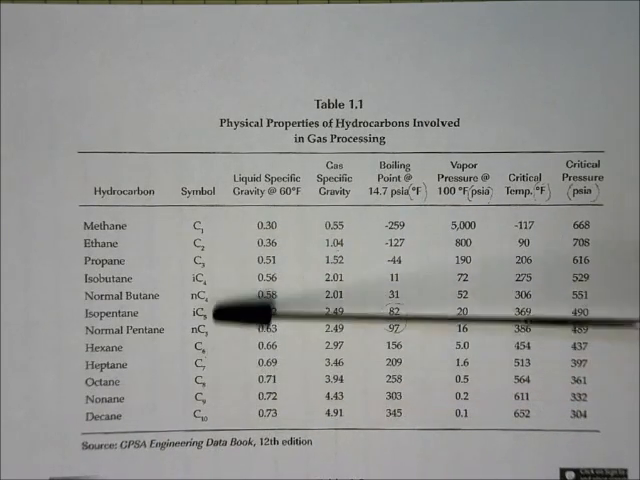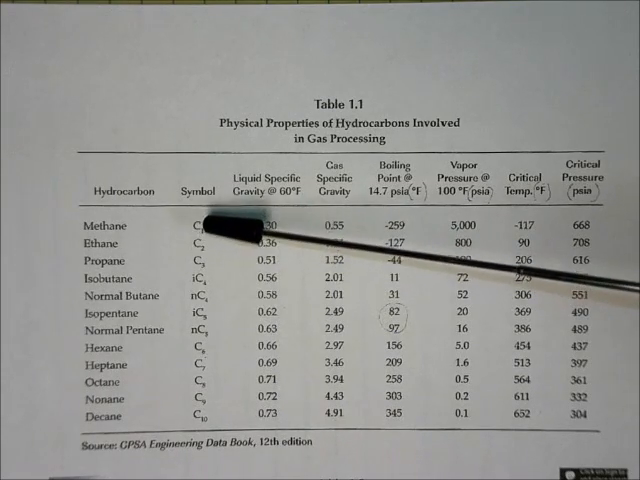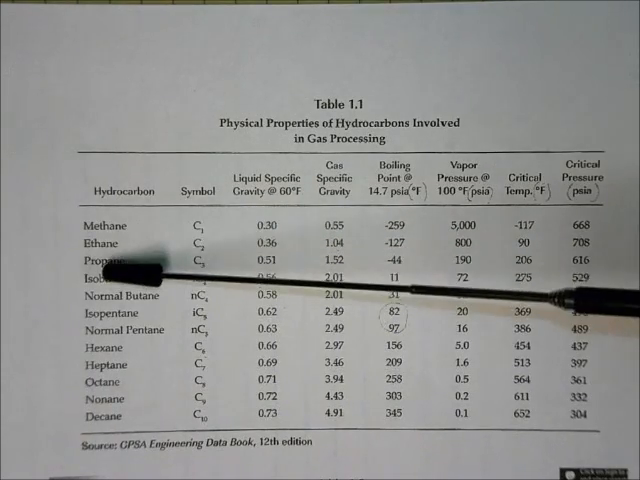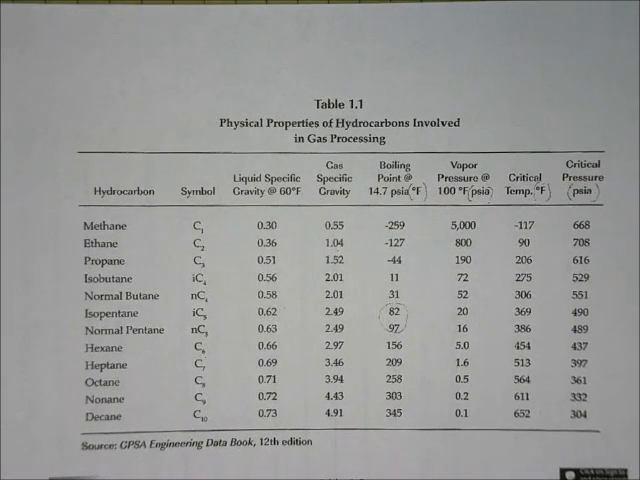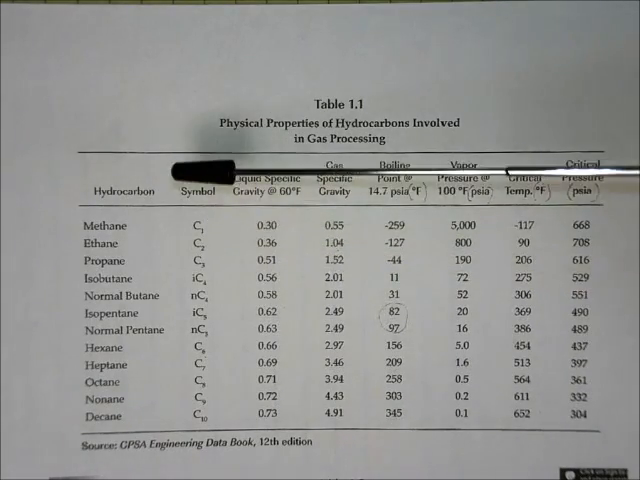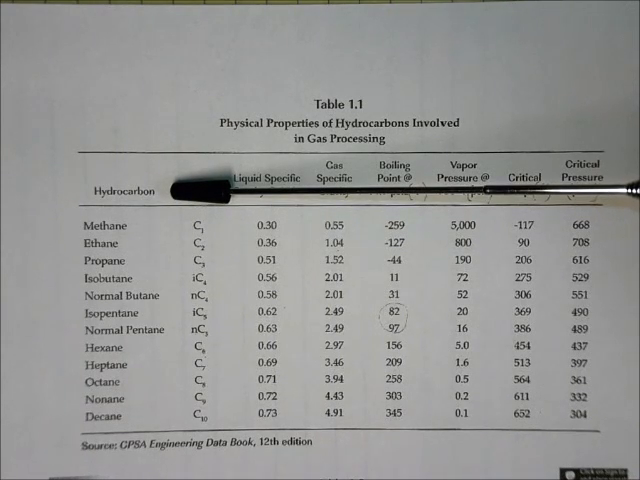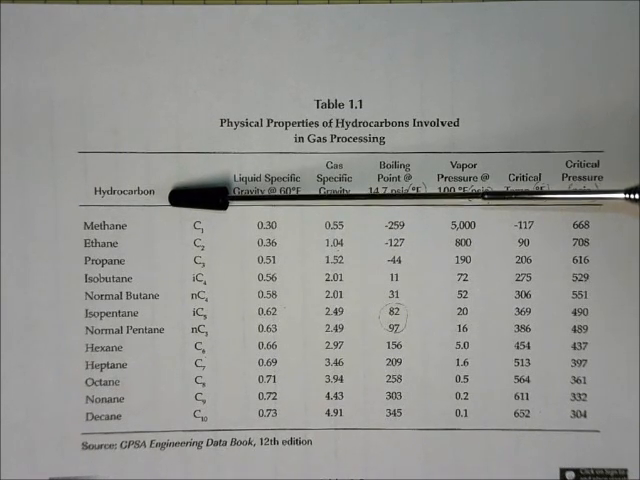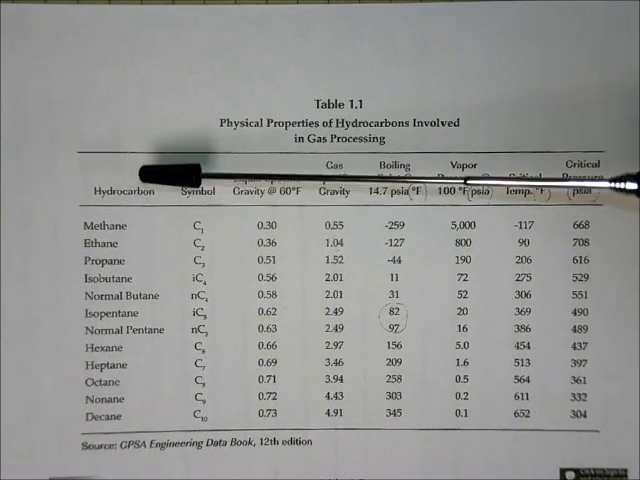The symbols next to them are very important. Y'all need to learn those. You need to learn C1 represents methane, C2 represents ethane, etc. Now, what does the C1 and C2 represent? C stands for carbon. Remember, hydrocarbon comes from the fact that oil field chemicals are made of hydrogen and carbon.